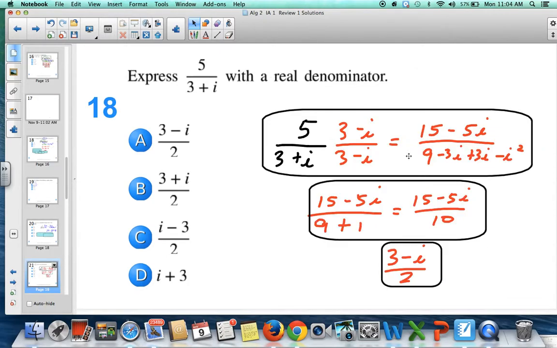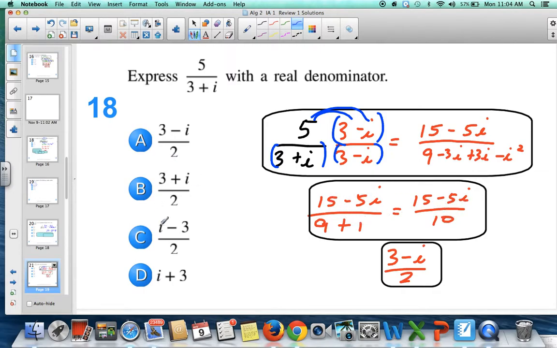Number 18. Again, I forgot to cover it up, but we'll just look at it. We're going to distribute here. So in this case, if I do it like this, 5 times 3, that's 15. 5 times i is 5i, so minus 5i. And then the bottom, we're going to do FOIL again, and I get 3 times 3 is 9, minus 3i plus 3i, minus i squared. Now, minus i squared means plus 1, because minus negative 1 is plus 1. So the top becomes 15 minus 5i, and the bottom becomes 10.